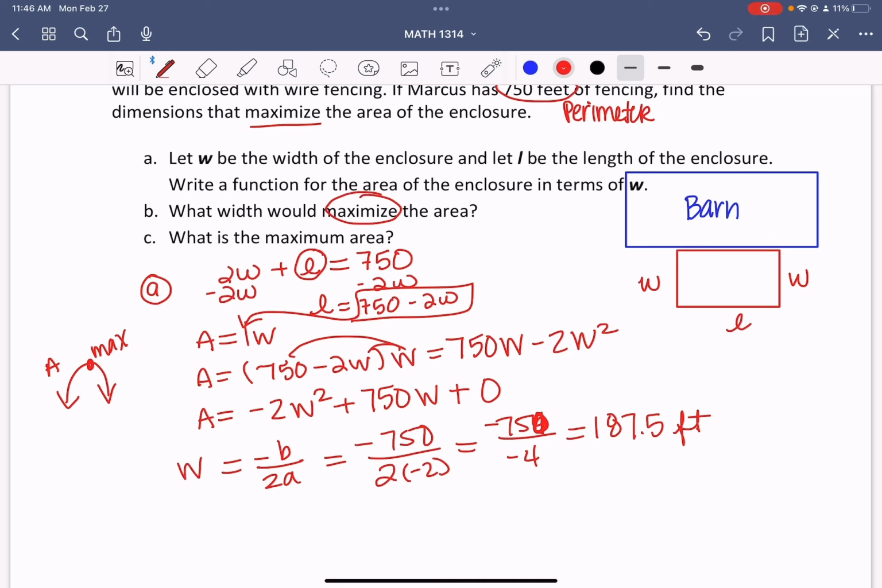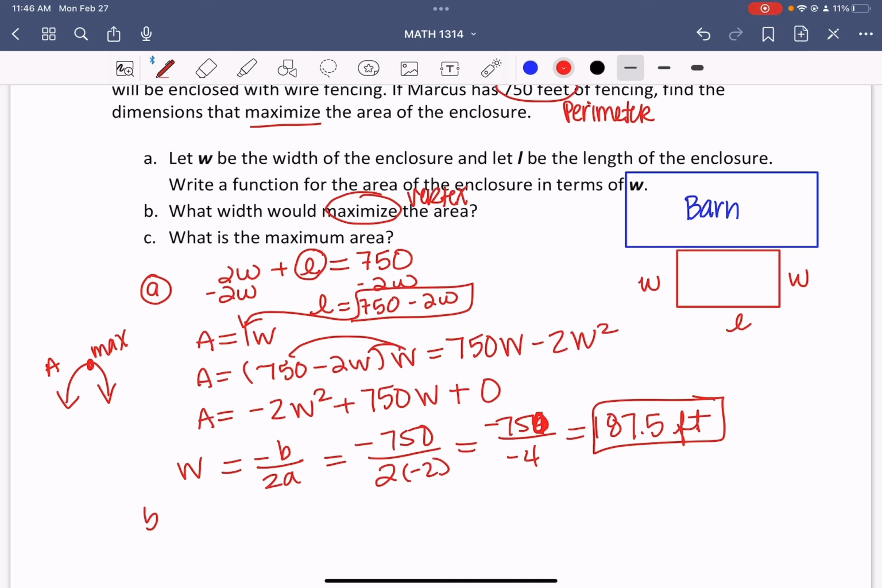This is representing our W in this case. So what width would maximize the area? The word maximize, you want to think vertex, and W is representative because instead of our X, we have that W. So that means that would be the width that would maximize it. Now, the maximum area is found when you plug it back in.